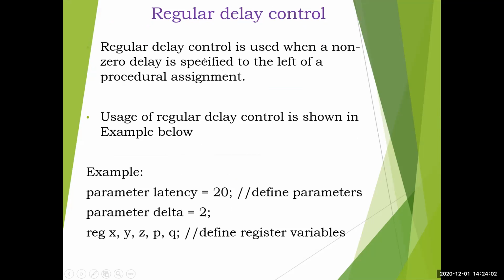First one, regular delay control. Regular delay control is used when a non-zero delay is specified to the left of a procedural assignment. In the previous video we have seen what a procedural assignment is, blocking and non-blocking assignments. It is a statement, right? For that, if a non-zero delay is to be specified, then regular delay will be used, and usage of regular delay control is shown in the example below.